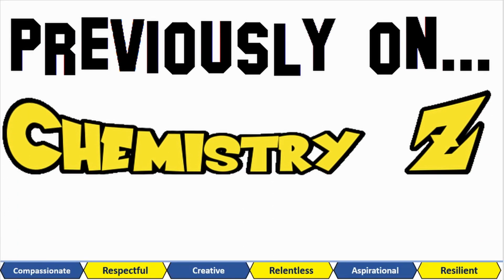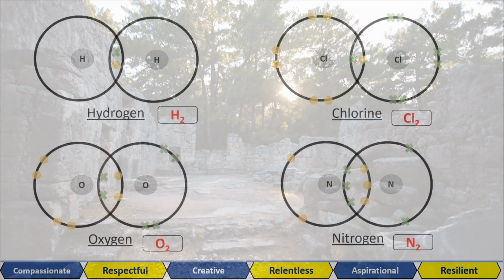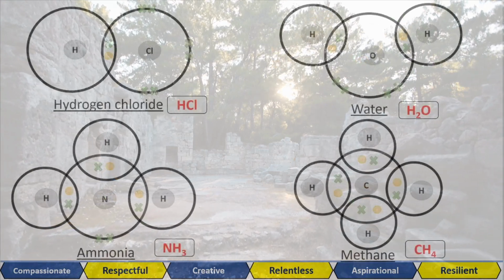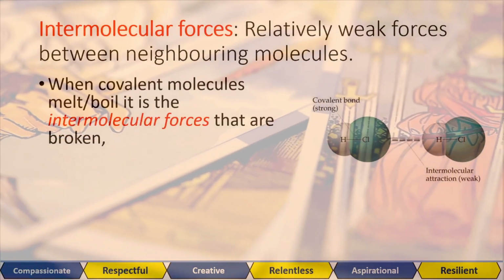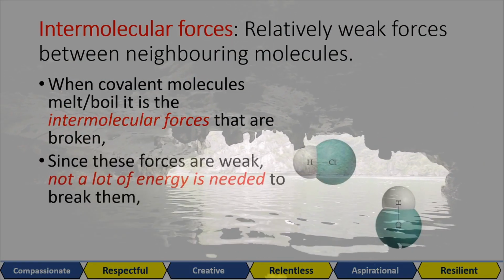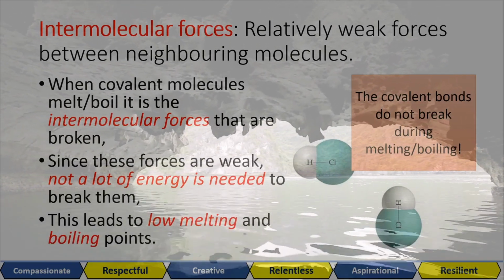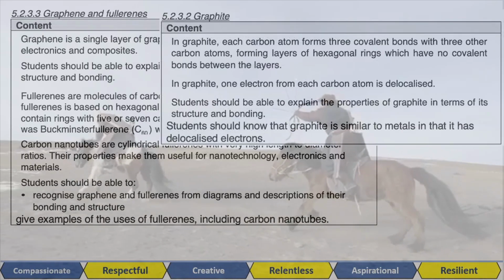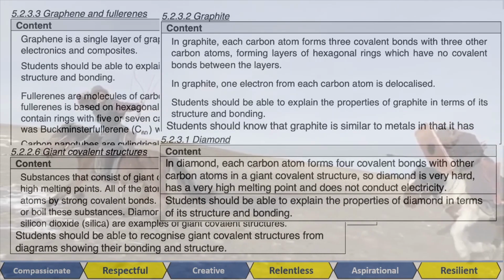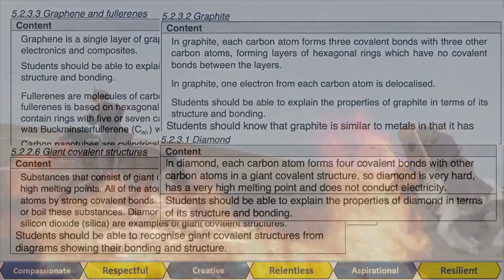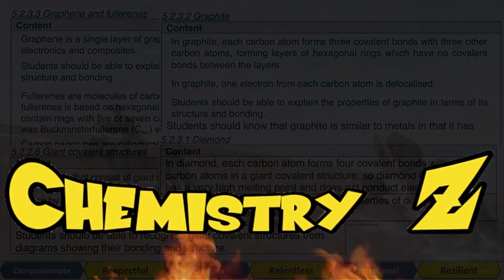Previously on Chemistry Z, our heroes discovered the dot and cross diagrams of the 8 simple covalent molecules that you need to learn from the ancient syllabus. And within that covalent cave, they were able to uncover why simple covalent molecules have low boiling points. And now, our heroes have reached the mighty giants of the covalent molecules. Will our heroes be able to pattern the knowledge of graphite, diamond and graphene? Find out in today's episode of Chemistry Z.